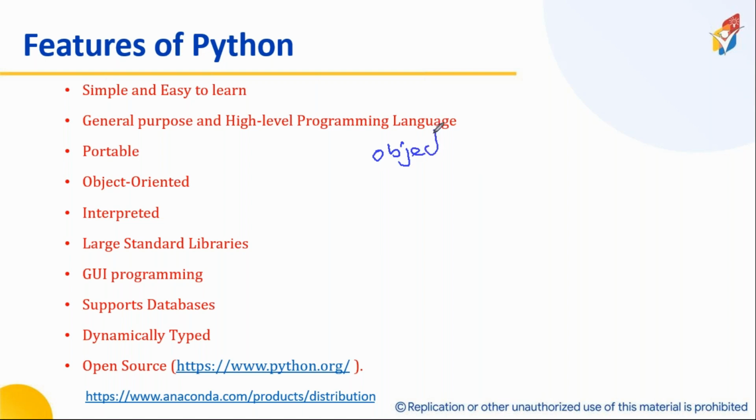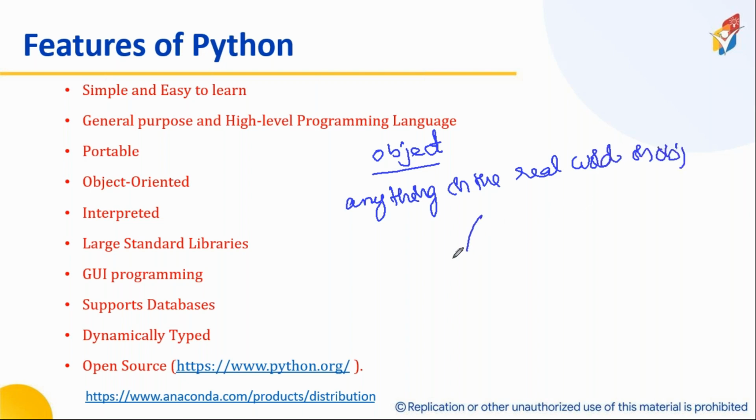Object. Now, anything in the real world is called an object. It can be tangible or intangible. What is the meaning of tangible? We can touch. Computer we can touch. Laptop we can touch. Tab we can touch. Phone we can touch. And what is intangible? Intangible, we cannot touch.